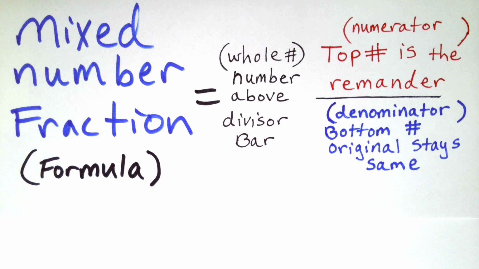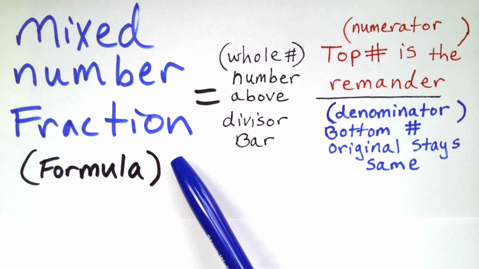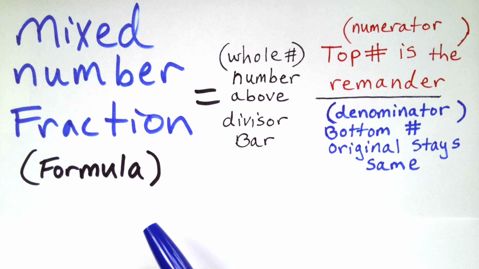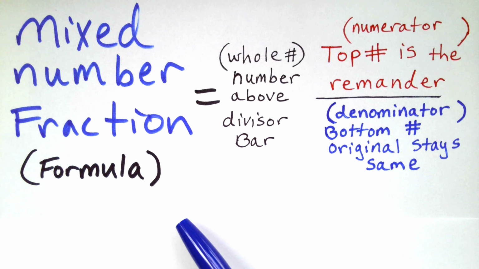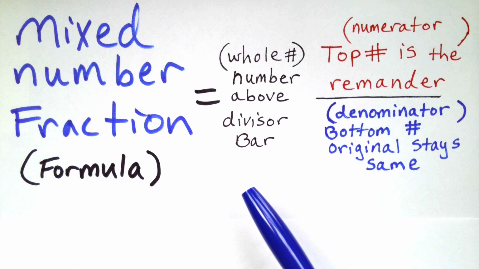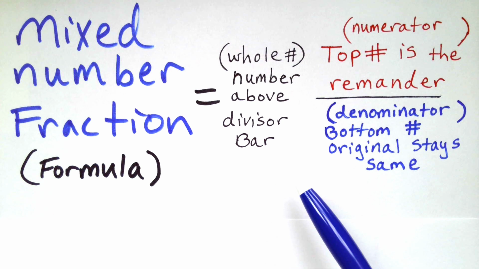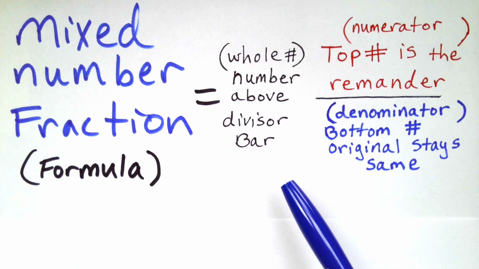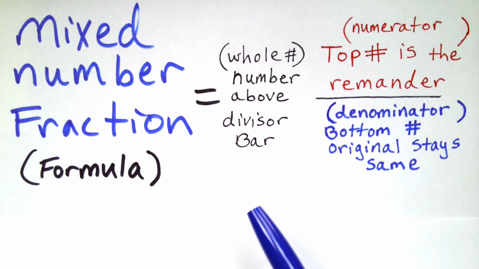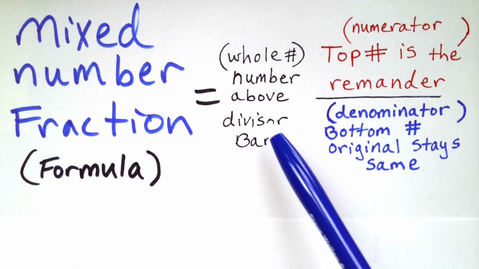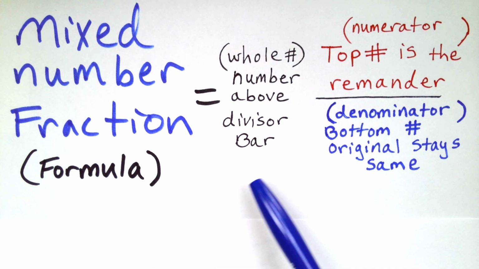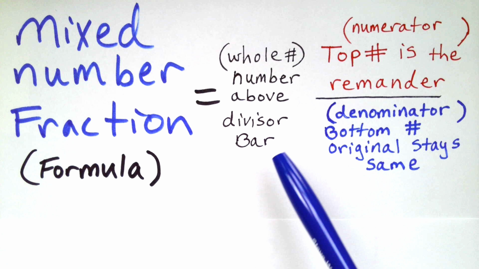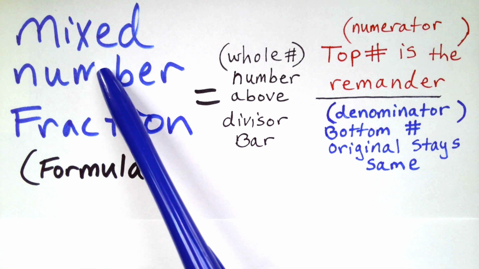Okay, so we have our mixed number fraction formula, right? When converting an improper fraction into a mixed number fraction, this is kind of the formula. And don't worry if this doesn't click. I have other ways I'm going to show you using symbols how this formula works out. But essentially, your whole number for your new mixed number will be the number above your divisor bar.